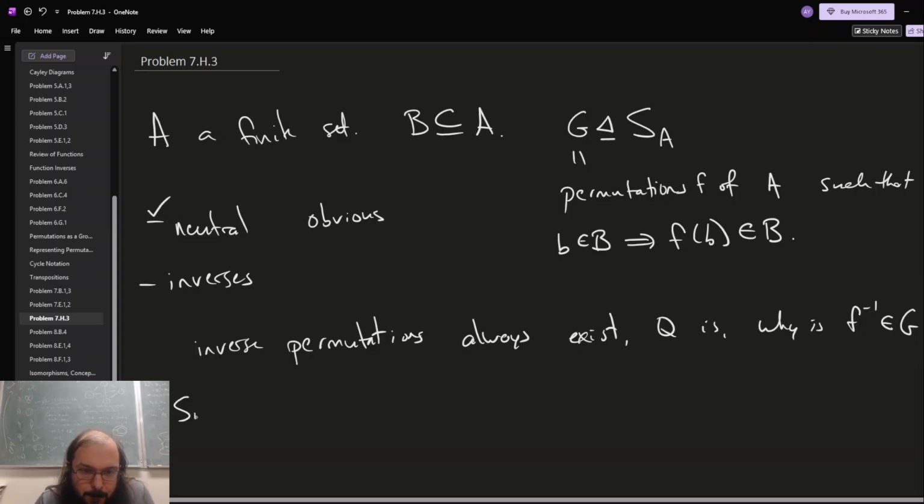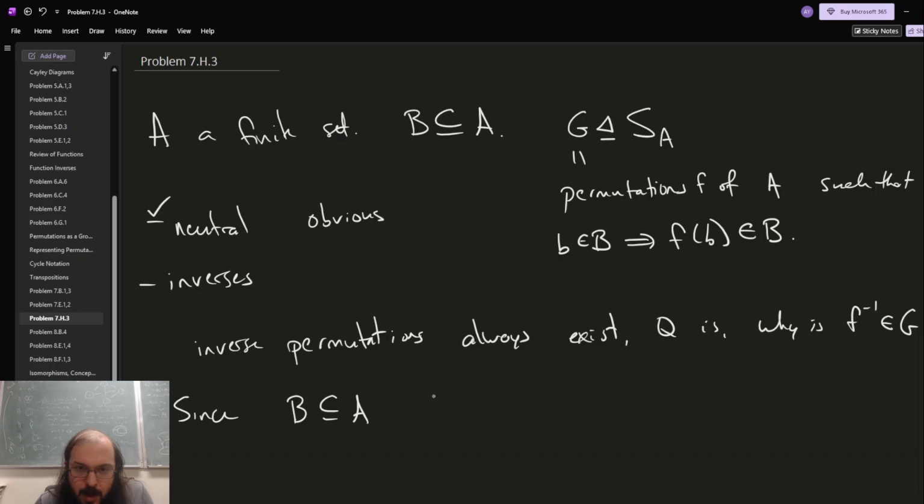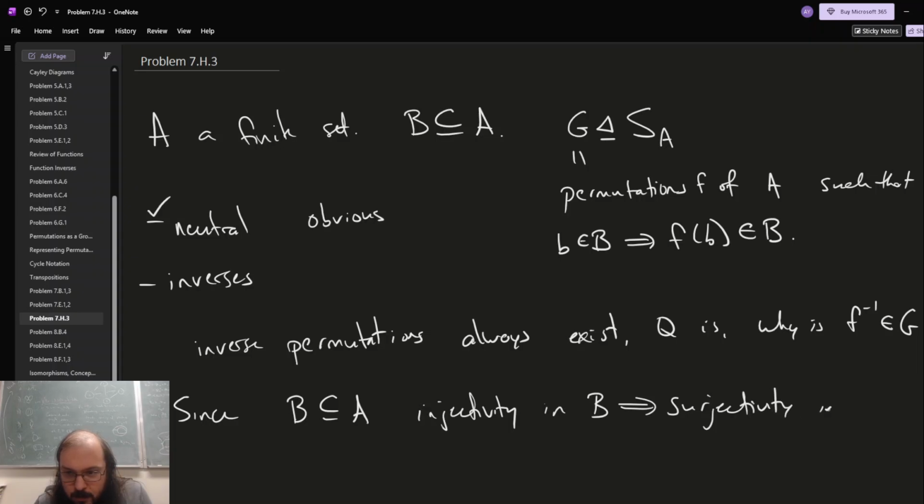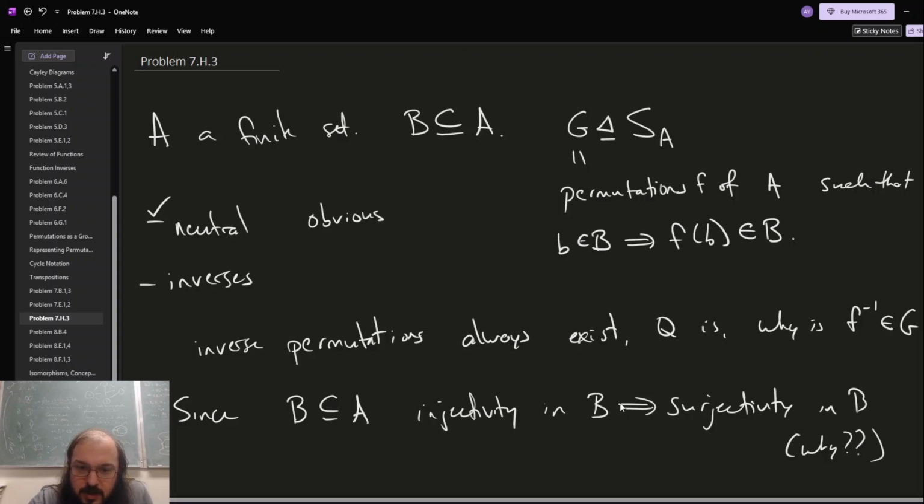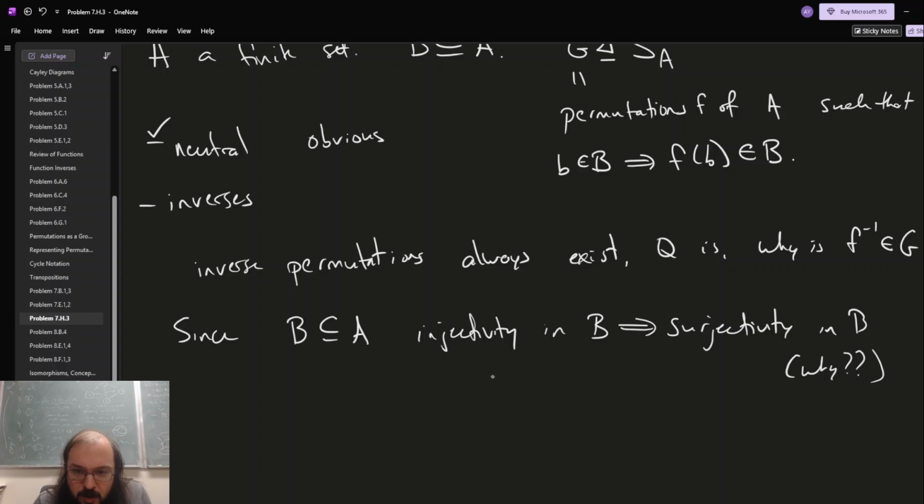Since B is a subset of A, and we have bijectivity on A, and also we have injectivity on B, we have surjectivity on B. This is my hint for your question. Why is this true? But once I know this, I have bijectivity on B together.